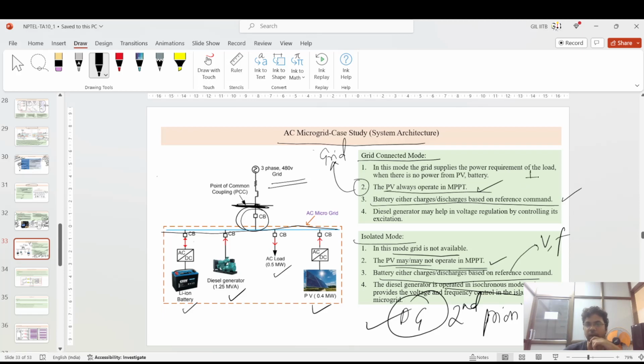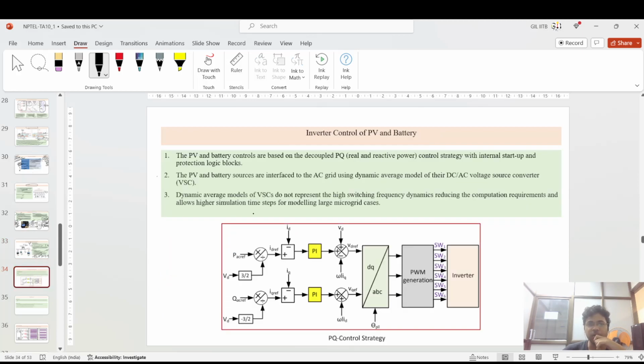Okay, and the battery either charges or discharges based upon the reference command. The reference command is such that it maintains the VDC and the P reference, which is taken from the grid. And the DG generator helps in the voltage regulation. Okay, so coming to the control strategy of the PV and the battery, it has certain control features.